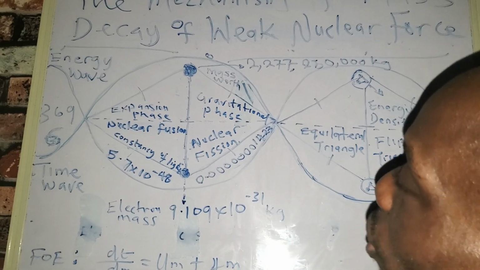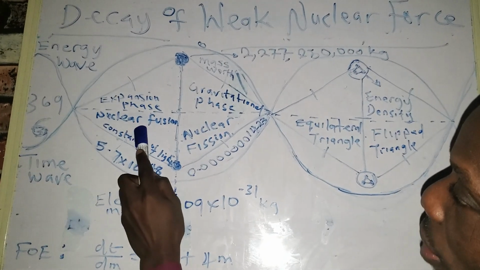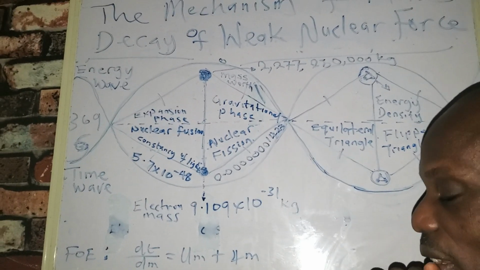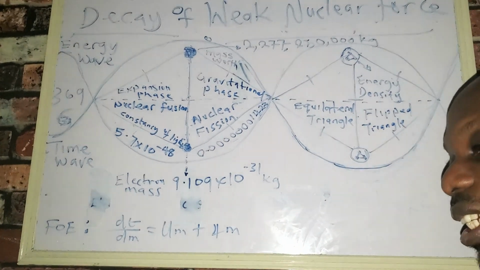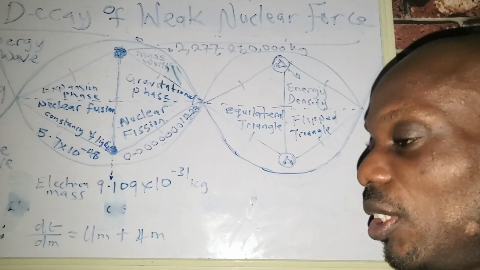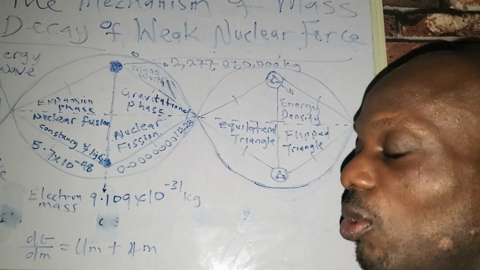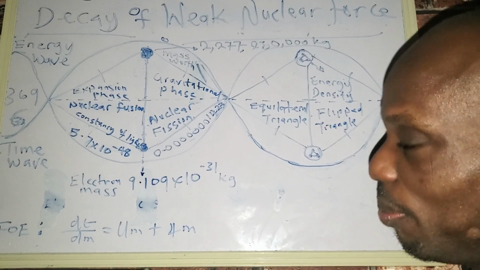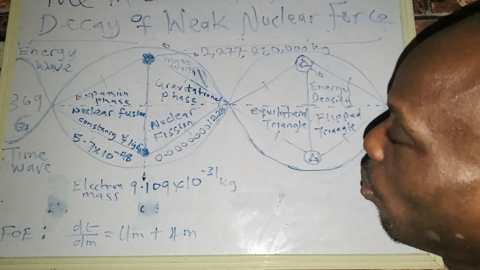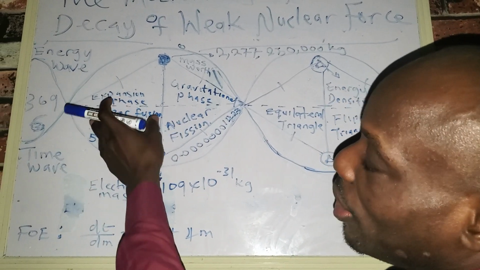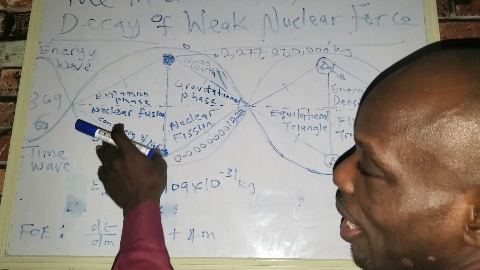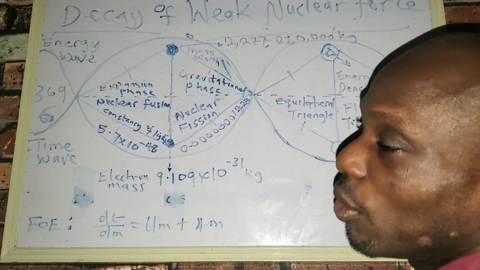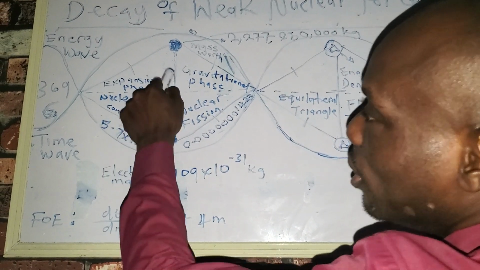Now you can see that in this expansion phase we have nuclear fusion. The reason this is so is that the merging of deuterium and tritium will give us a higher mass, will give us a higher element, which is helium. When we look at it, having a bigger mass or bigger element will invariably expand the time energy wave model, and that is why we have nuclear fusion in this phase.